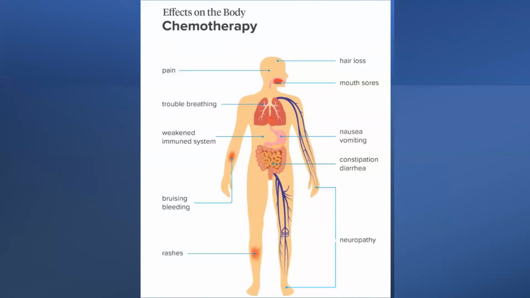These are the body parts which are affected by chemotherapy. Starting from the top, we have hair loss, then headache all the time, mouth sores, trouble breathing, nausea and vomiting, weakened immune system, constipation and diarrhea, bruising or bleeding, rashes on the body, and neuropathy.